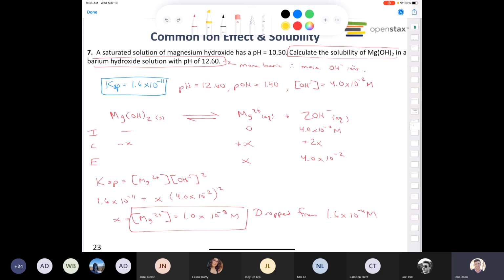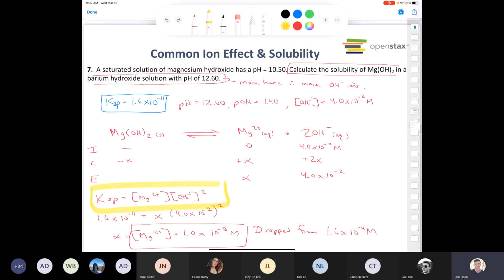All right, just taking some of the concepts that we've already looked at. The barium is a spectator ion because the barium is not involved in the KSP, right? The KSP for this equilibrium only involves magnesium and hydroxide. The barium has nothing to do with it, okay? So all you need to be concerned with is the hydroxide that comes from the barium hydroxide. Does that make sense? Or does that help?